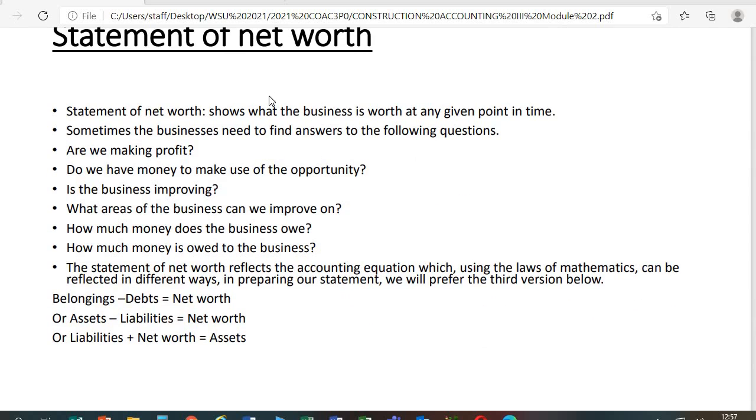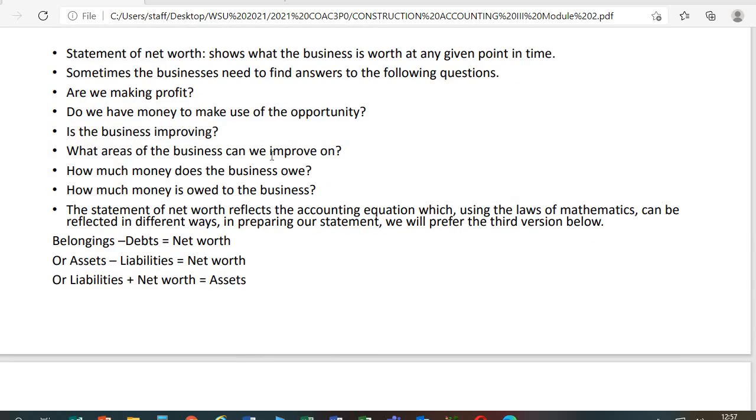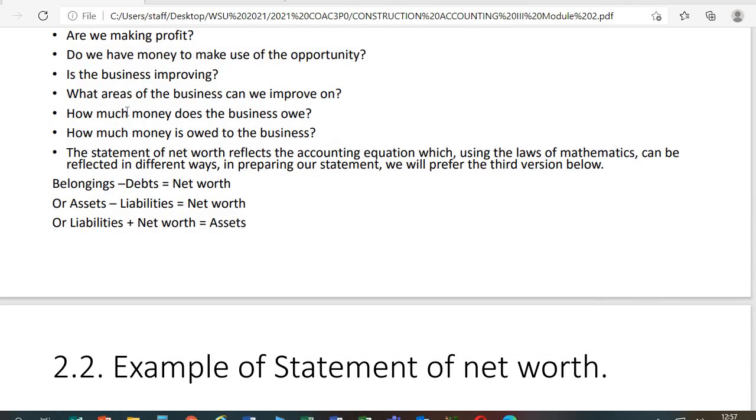Sometimes the business needs to find the answers to the following questions. Are we as the business making profit? Do we have money to make use of the opportunity? Is the business improving? What are the areas of the business that we can improve on? How much money does the business owe? How much money is owed to the business?